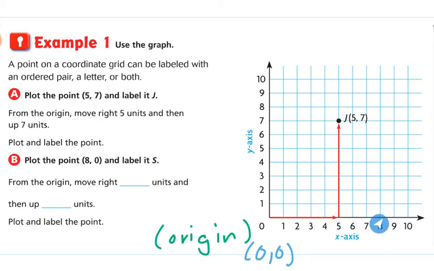And now it says go up 0 units. This is kind of a tricky one the first time you do this because 0 is the y coordinate. We actually don't move up. So what we do is we plot our point right here at 8. So this is S, and the coordinates are 8.